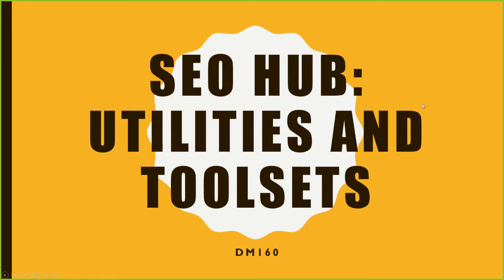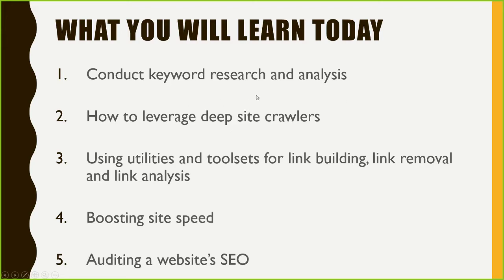Today we're going to be learning some more utilities and tool sets. The main thing that we're going to be learning here is conducting some more keyword research and analysis. There are also some interesting deep site crawlers we're going to look at, and then some of these utilities. There's also site speed as a factor, and some of these extra ones I think are helpful when you're doing your own website design or looking at other websites too. But for the main points here to help with the capstone projects, I definitely want to make sure we hit the first two bullet points pretty well.